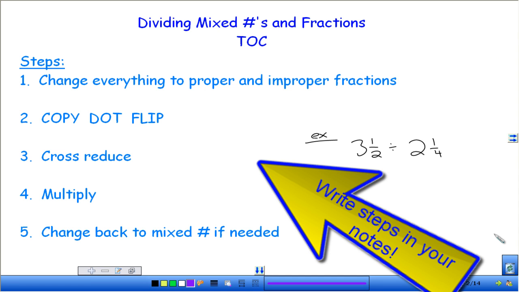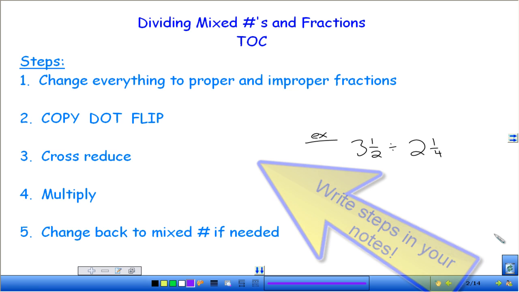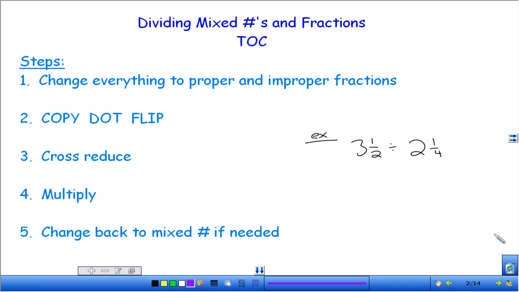So, dividing mixed numbers. It has dividing mixed numbers and fractions. I could have put dividing mixed numbers, whole numbers, and fractions because we're going to be doing all of that. But your steps are up here. Step 1 is to change everything to a proper or improper fraction. So change your mixed numbers, change your whole numbers. Both fractions have to be composed of just a numerator and a denominator.